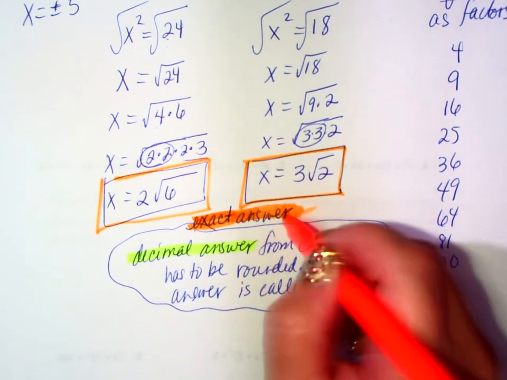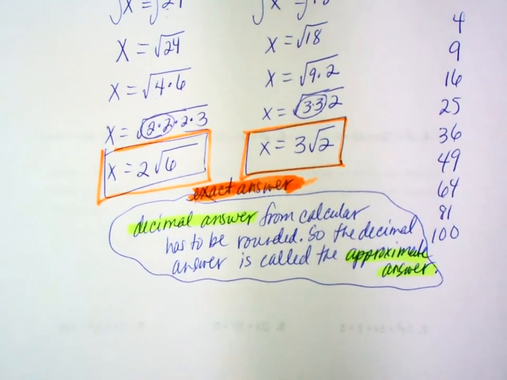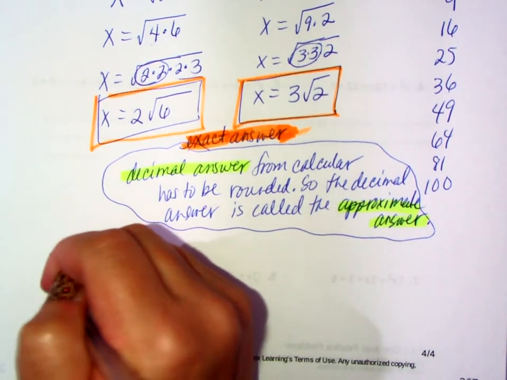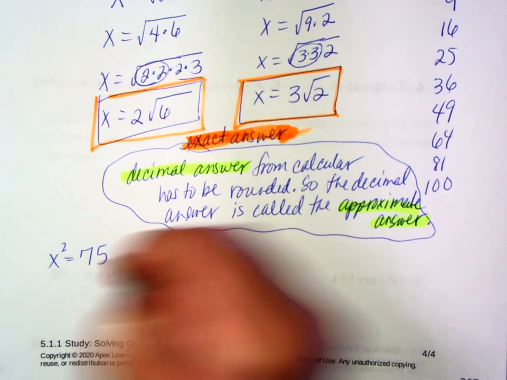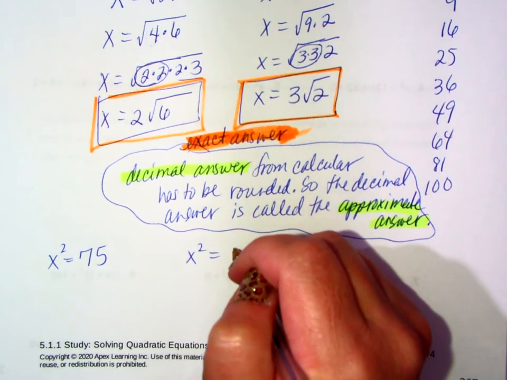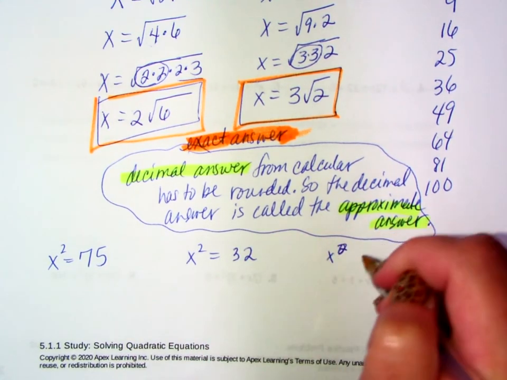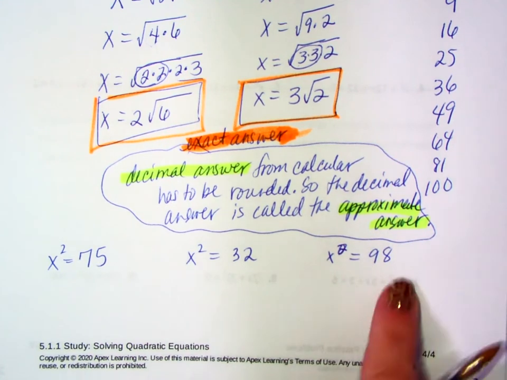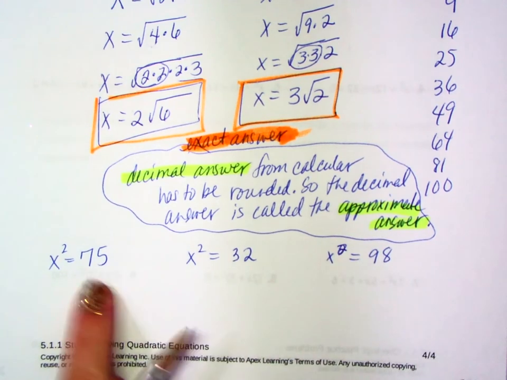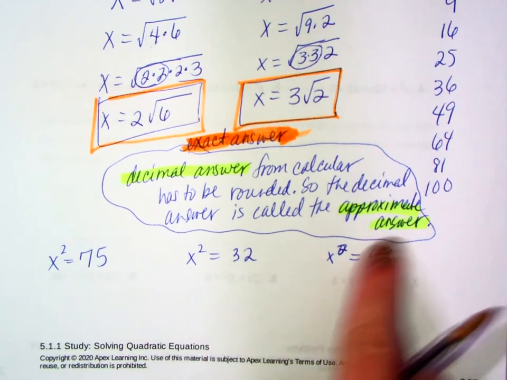All right, let's do a couple of practice ones to finish off. So x squared equal to 75, x squared equal to 32, and finally, x squared equal to 98. Okay, so again, we're on the hunt for perfect squares within the factors of 75, within the factors of 32, and within the factors of 98.